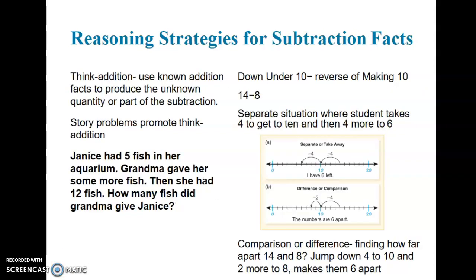Subtraction facts prove to be more difficult than addition, perhaps because it receives less attention and because it requires knowing the related addition facts. In the think addition strategy, students use known addition facts to produce the unknown quantity or part of the subtraction. For 13 minus 8, a student thinks what plus 8 equals 13.